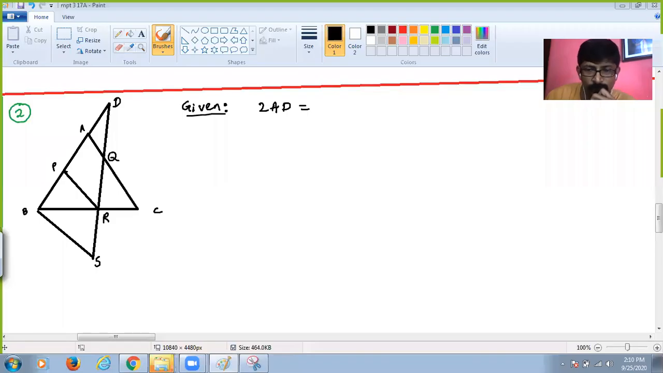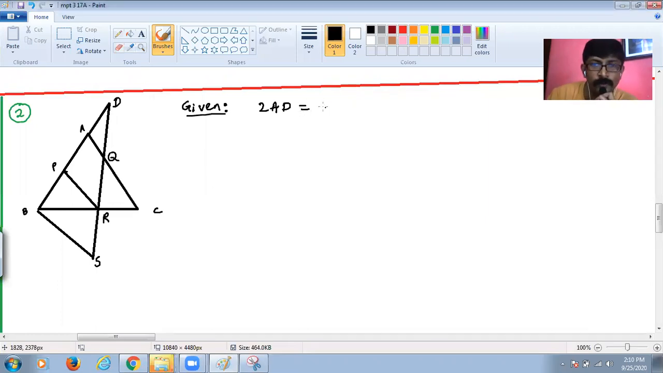Okay, guys. So 2AD is equal to AB. When 2AD is equal to AB, what is the second given thing to us? P is the midpoint of AB.